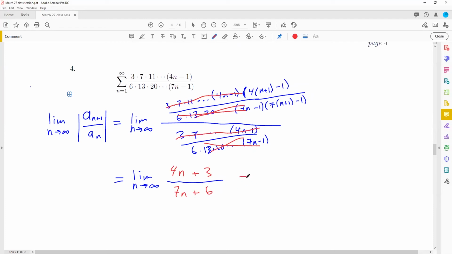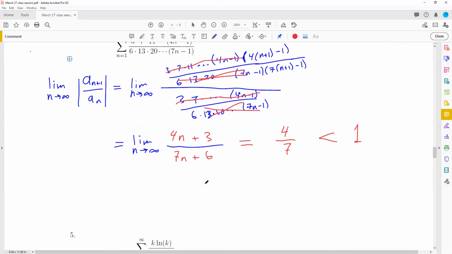Okay. So what happens as n goes to infinity? What does this go to? 4/7. Okay, and then what's important about 4/7? It's less than 1. It's a number less than one, right? So that means it converges.